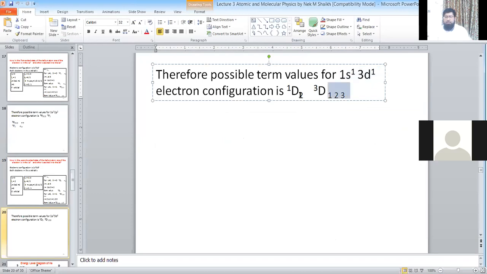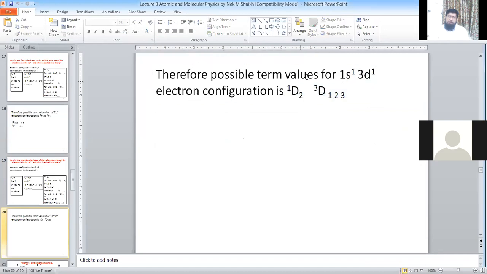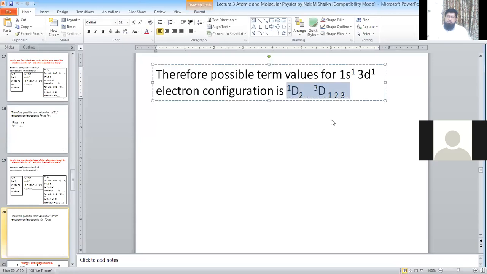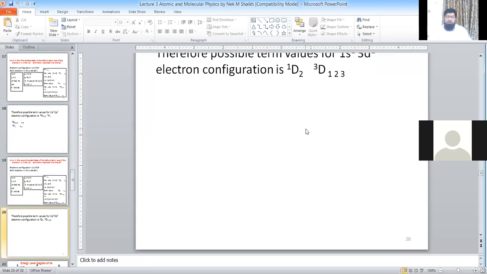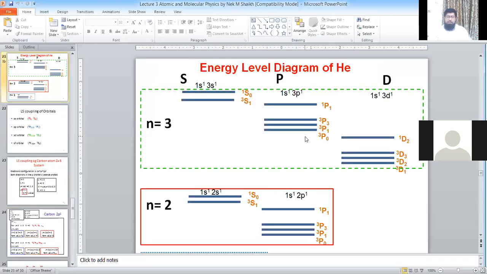The term values are these. These are the possible term values here. So the electronic configuration, the term value for this electronic configuration is 1D2, 3D1, 2, 3. So now we draw the energy level diagram here.